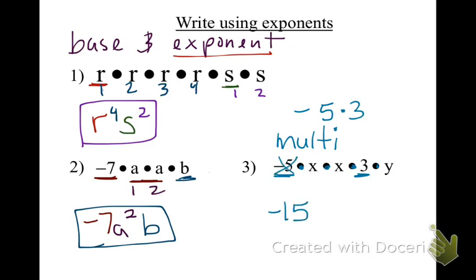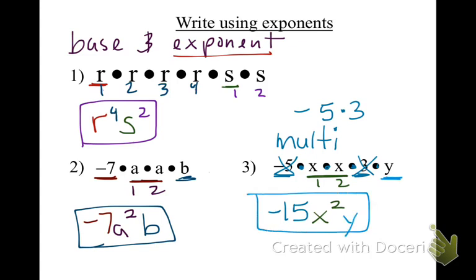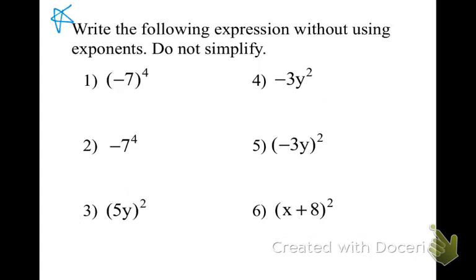So I have my numbers gone. Now I take a look. I have x's, so I have my base of x. How many do I have? 1, 2, to the 2nd power. Then I take a look. Do I have any other extra variables? Yes, I do. I have that y, so my y comes on down, and that is going to be my answer. Now go ahead and write down these examples.